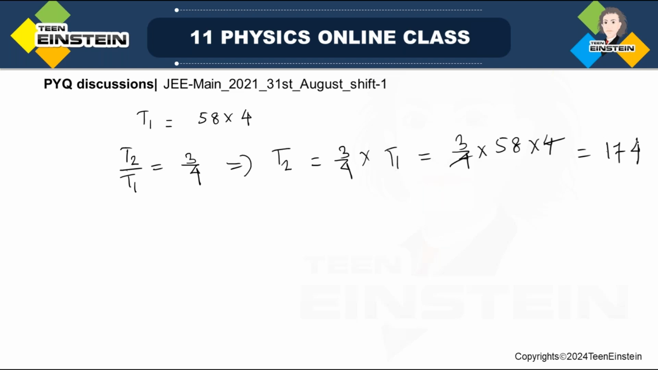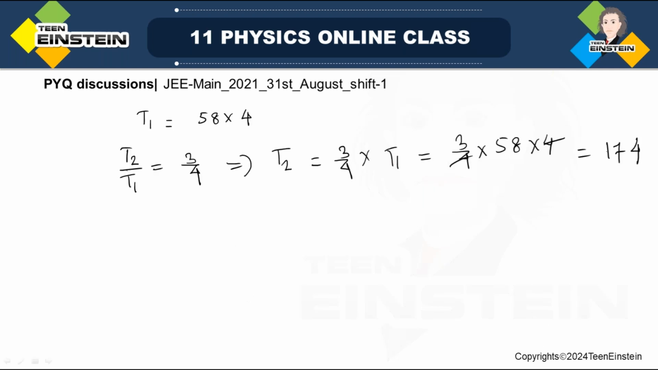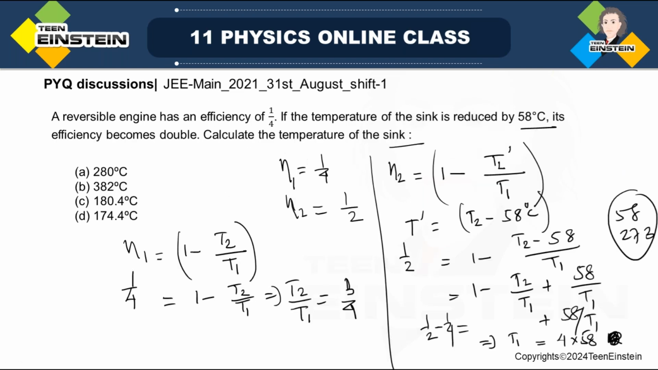Okay, I'm sorry, this is T2. So T1 we have got, I think this will be in degree centigrade itself, because I have not added anything with this. If I would have added 273 with this, then it would have been Kelvin, but whatever I am getting is actually in degree centigrade. Let me check the options. Yes, this will be in degree centigrade.